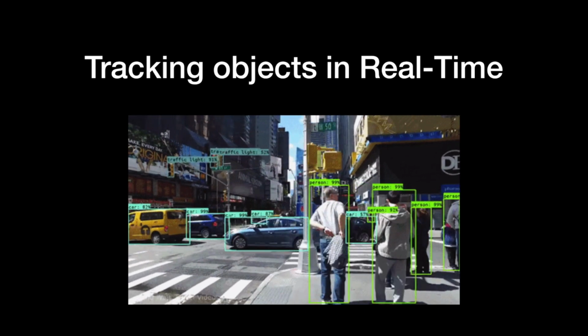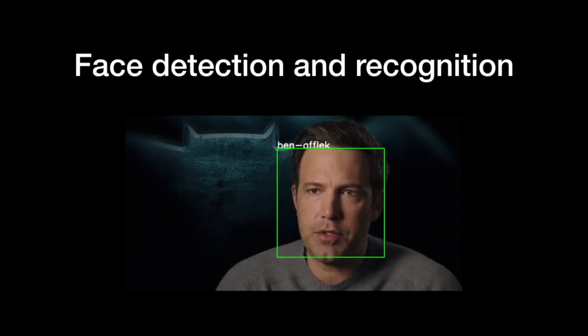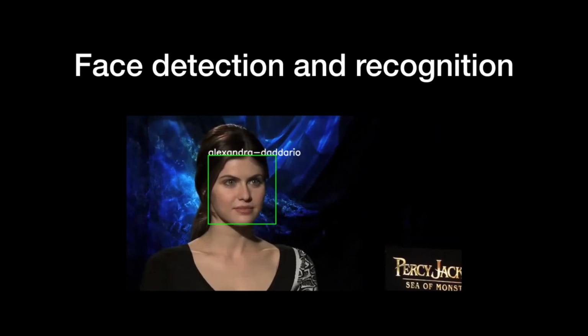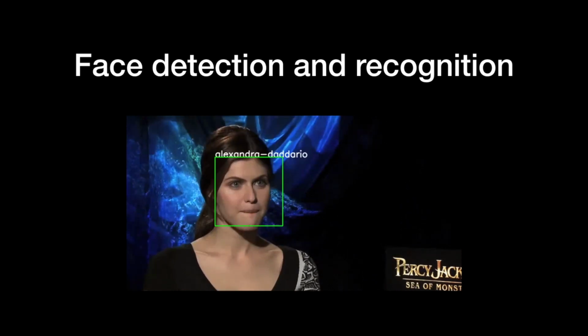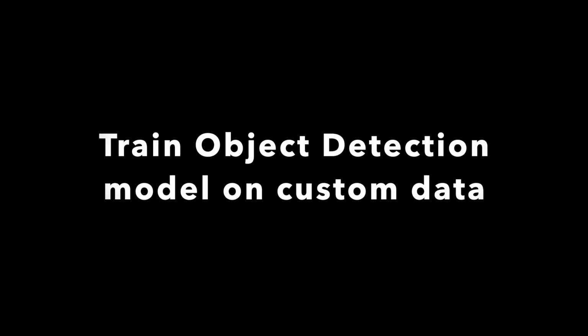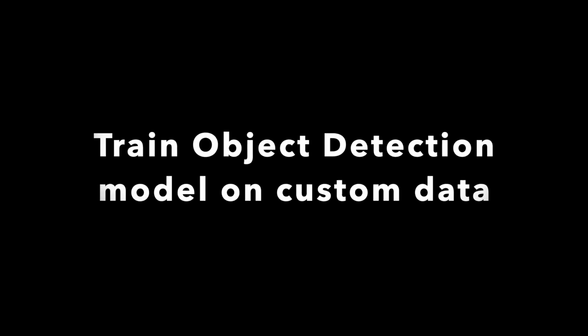Object detection has many use cases in computer vision applications, like tracking objects in real time. Face detection and recognition are some of the examples of object detection applications. In this video, you will learn how to train an object detection model using TensorFlow on your own custom data.